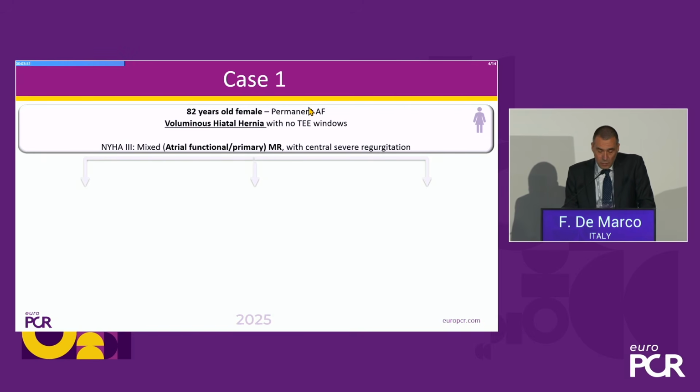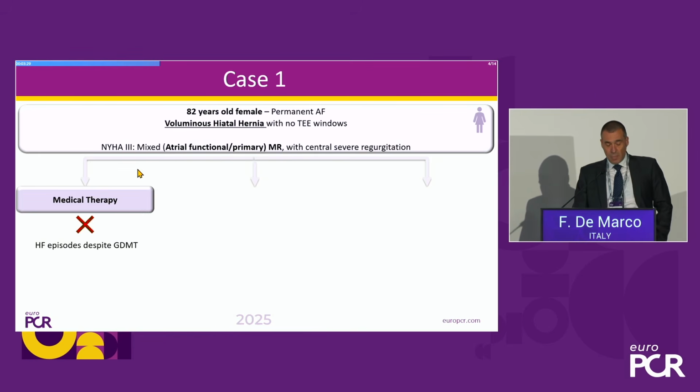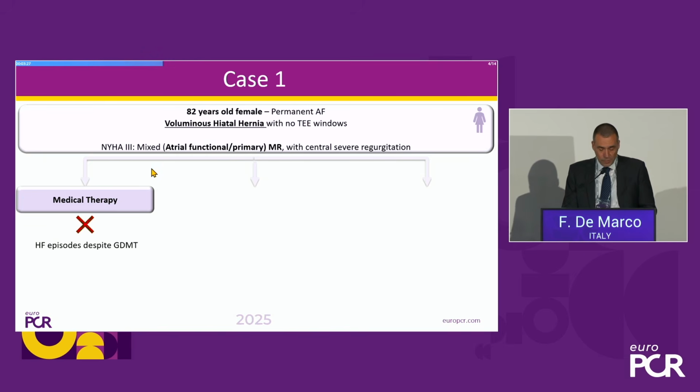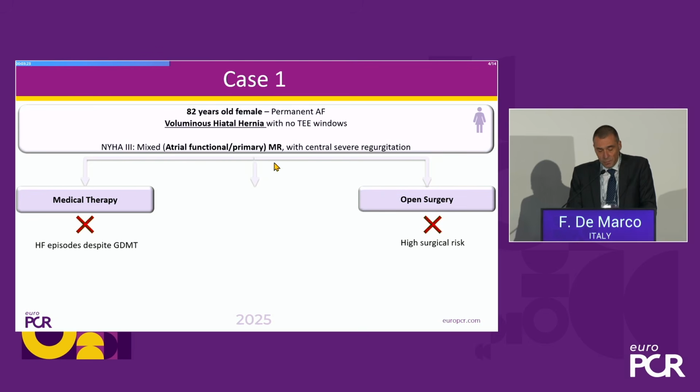An 82-year-old female with permanent atrial fibrillation. She had a very huge hiatal hernia, basically without any contact of the probe with the surface of the esophagus. It was really impossible to have any image from transesophageal echo. She had mixed atrial function and primary MR with a central severe regurgitation. Medical therapy was obviously not an issue. She had heart failure episodes despite guideline-directed medical therapy. She is too high risk for surgery because of her age.